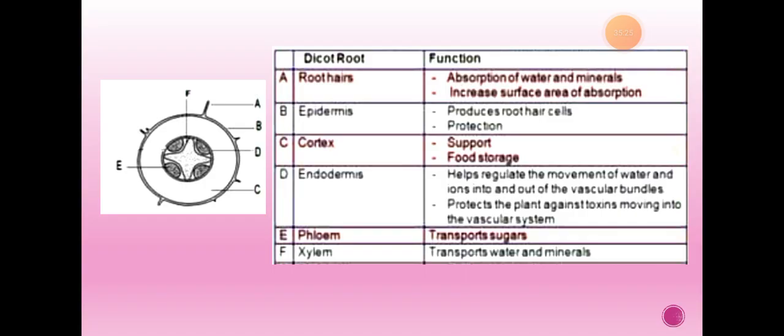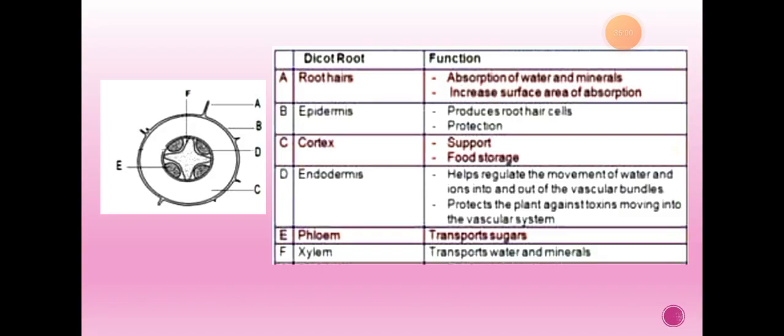What it needs to do is help regulate the movement of water in and out of the vascular bundles. This is the basic function that the endodermis needs to perform. It's very hard for a plant to move the water in and out every second, so the endodermis helps in the regulation of that movement of water.